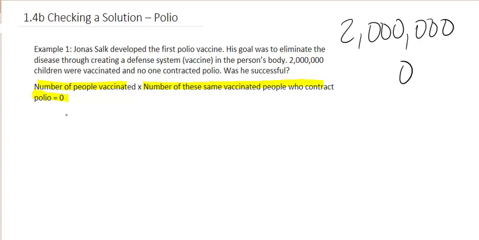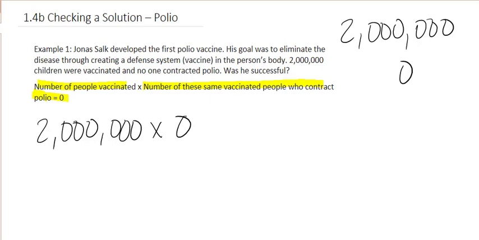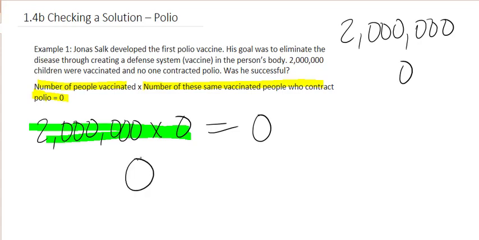So we have 2 million kids who were vaccinated multiplied by 0, as 0 of these people contracted polio, which then we're seeing if it's equal to 0. But as we know, anything that is multiplied by 0 is equal to 0. So we have 0 on the left-hand side and then 0 on the right-hand side. So we would say that the goal was met as 0 people contracted the virus after being vaccinated.